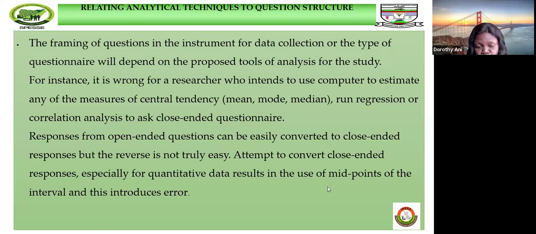You give them options to choose. So when you are doing analysis, you'll be mindful. When you are doing a questionnaire, you'll be mindful of what analytical tools you are going to use before you know the type of question, the way you will structure the question, whether it will be open-ended or close-ended.